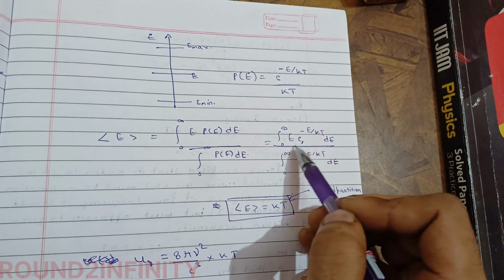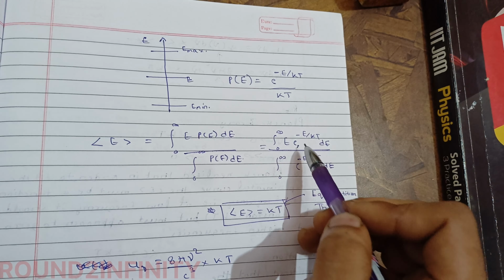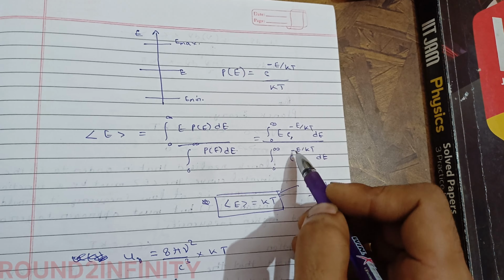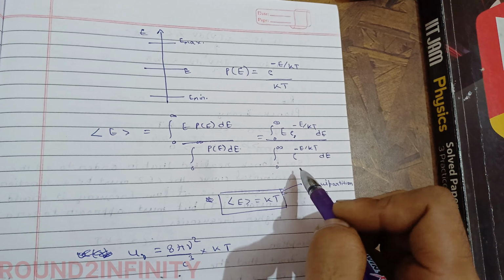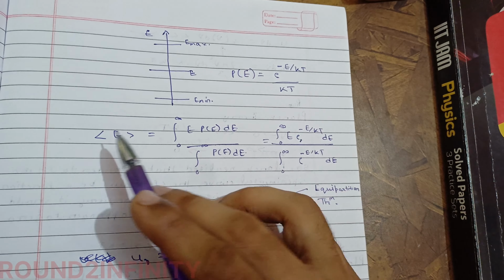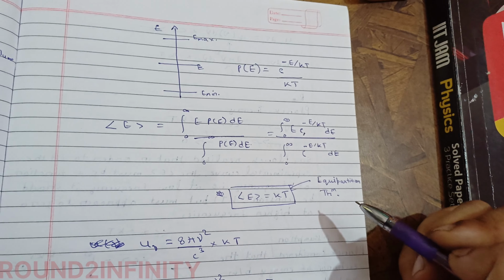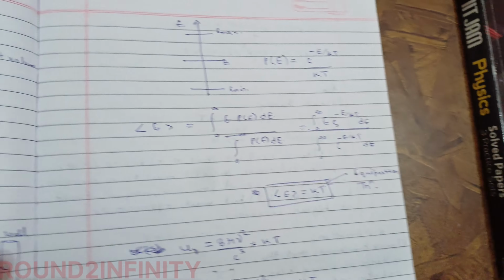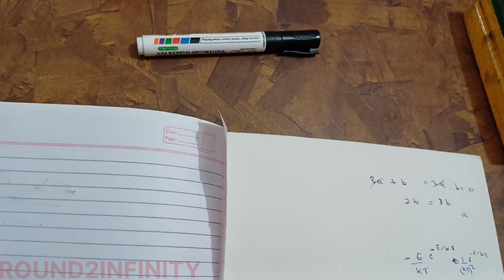So E times the integration of this, minus the differentiation of this times the integration of this. The integration of this will be exponential minus E by kT divided by minus 1 upon kT. After solving this, you will get the average energy as kT, and this is the equipartition theorem. So try to solve this. It will be like this.